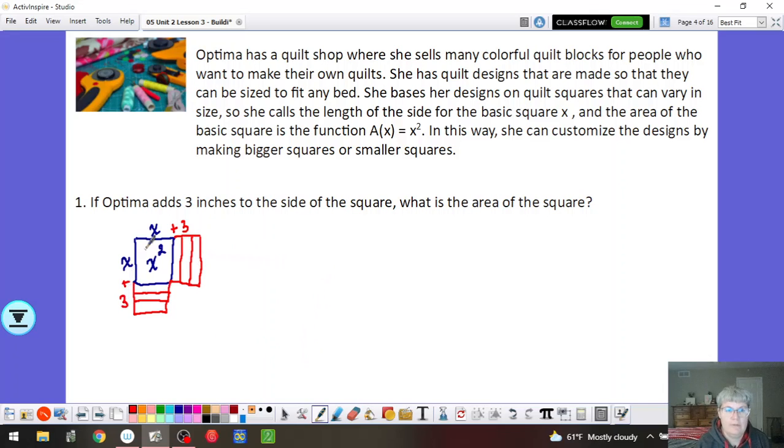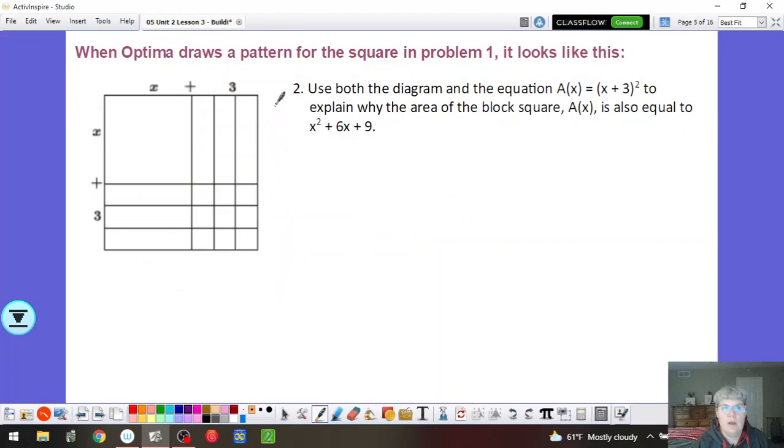So if we want the area of this square, just in terms of side length, like we did with the x squared, we're going to have an area that is going to equal x plus 3 squared. But if you notice, I didn't finish off the square here. That's what we're going to do in our following problems. So when Optima draws a pattern for the square in problem 1, it looks like this.